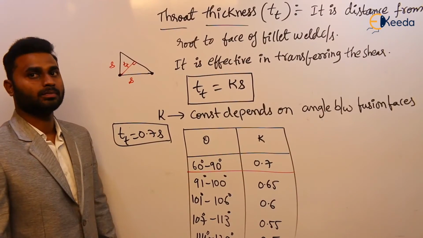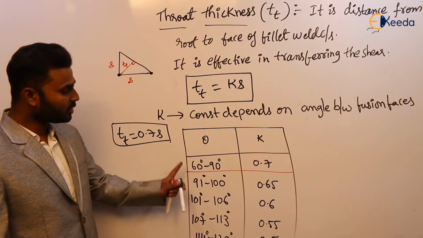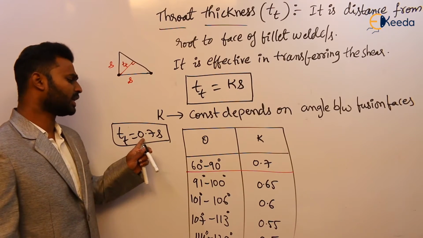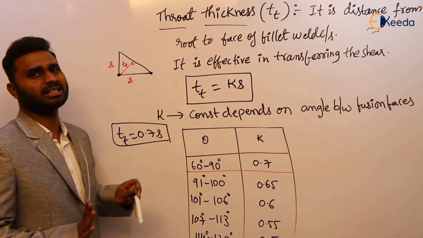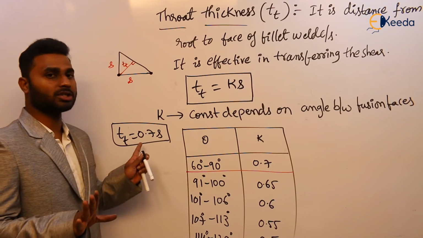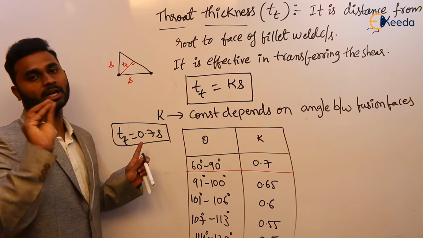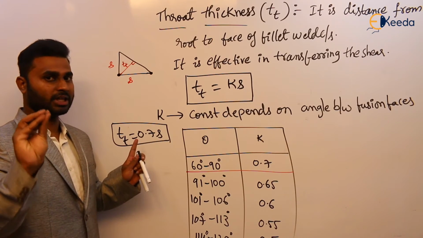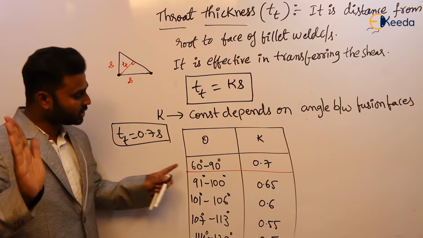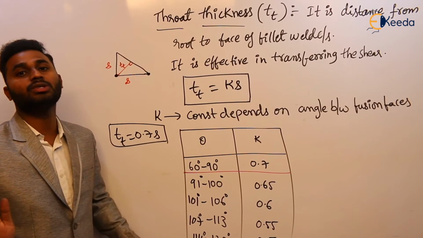But as I said, usually the angle between the fusion phases is between 60 to 90 degrees, so we can take K as 0.7. That is not the general situation, not 100%, but in 90% of cases we can take 0.7. But you have to be very careful with the given question. If nothing is mentioned about the angle between fusion phases, then take 0.7. But if it is mentioned, then according to this table, you have to choose the value of K.